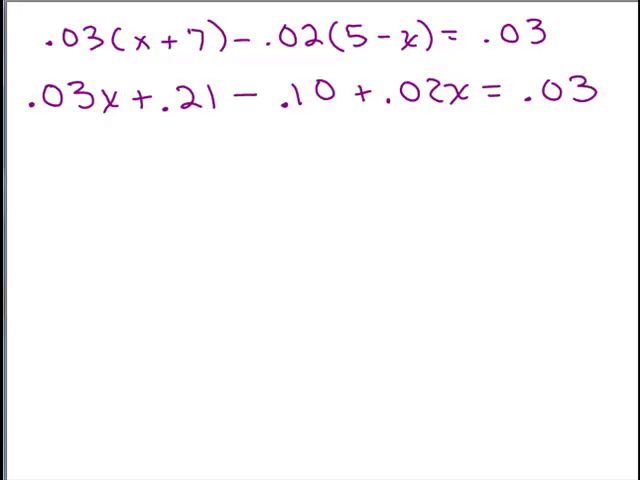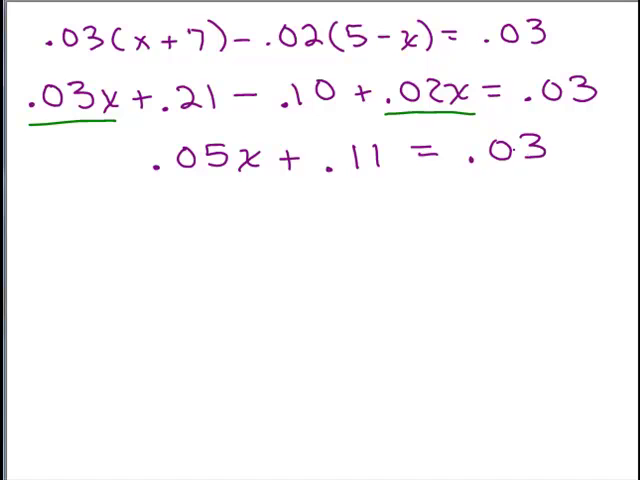Okay, now let's simplify. At this point, by the way, you can multiply everything by 100 and move your decimal point, or you could just keep working with the decimal points. So if I were going to combine like terms here, I've got the 0.03x and the 0.02x, that's going to give me a 0.05x. And I've got 0.21 minus 0.10, so that's 0.11 equals 0.03.